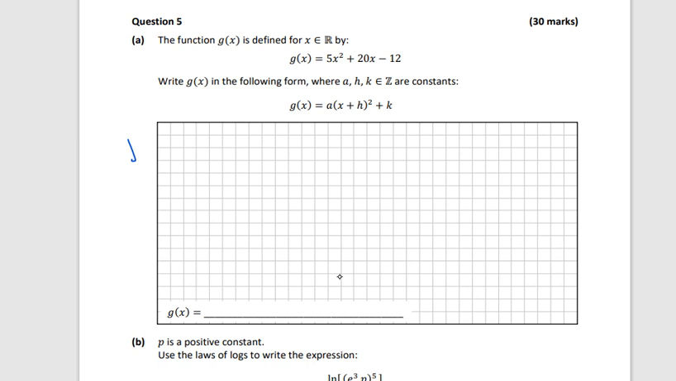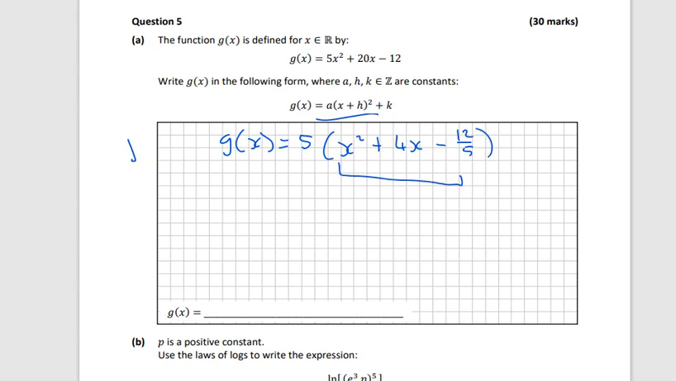Hey folks, this is question 5. We have to complete the square here. That's what that thing always means. g of x is equal to, I'm just going to write the 5 outside, so it's going to be 5, and then factorizing out the 5, so it's x squared plus 4x minus, just leave it as 12 over 5.